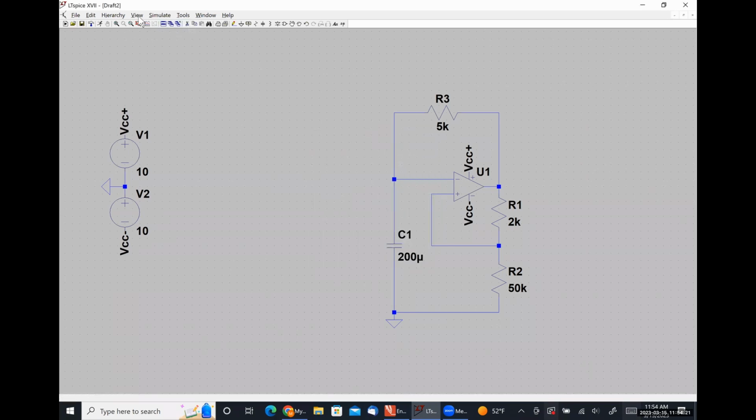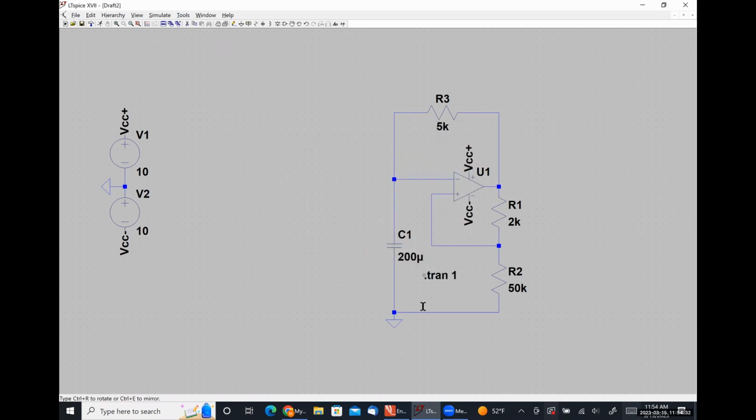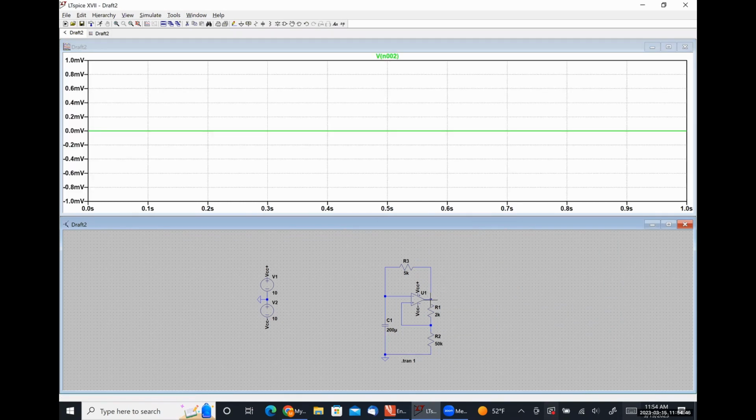So I have no idea what frequency this is, so we're going to start with running this for 1 second. Now, I firmly believe that this is actually going to give us nothing here, and I'll talk about why that is. If we look at our output voltage, which is this pin right here, we get absolutely nothing. The reason is because we're using ideal components.